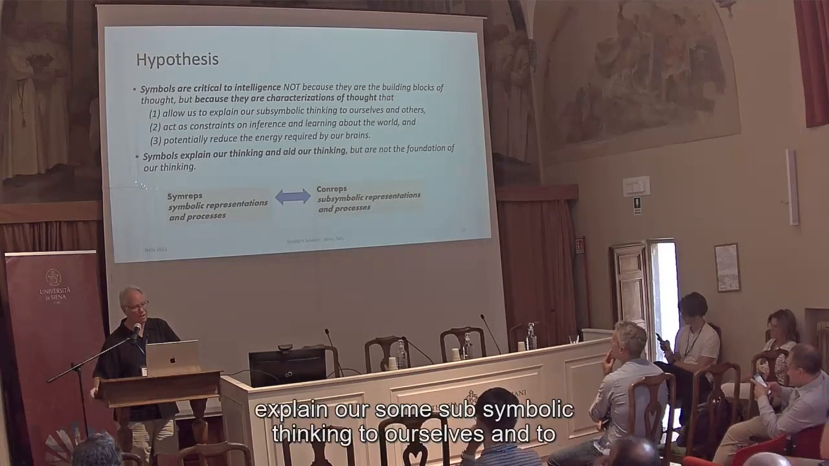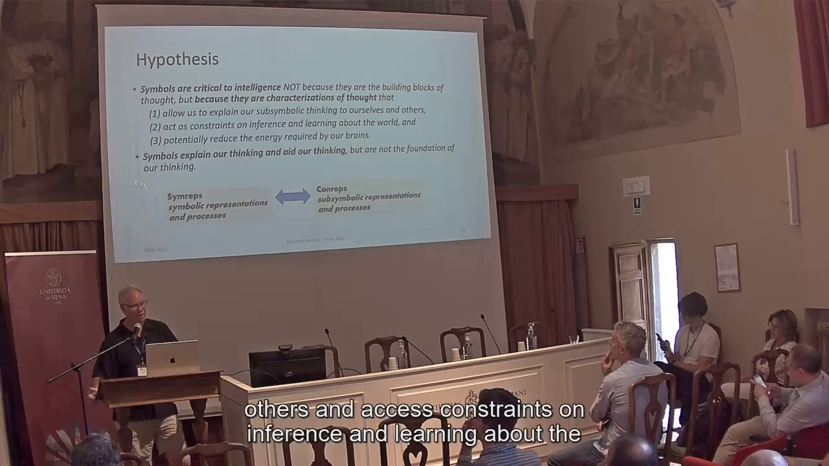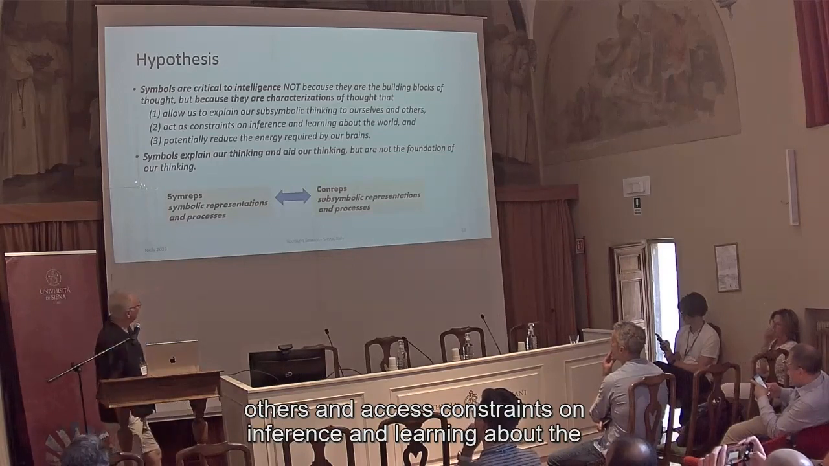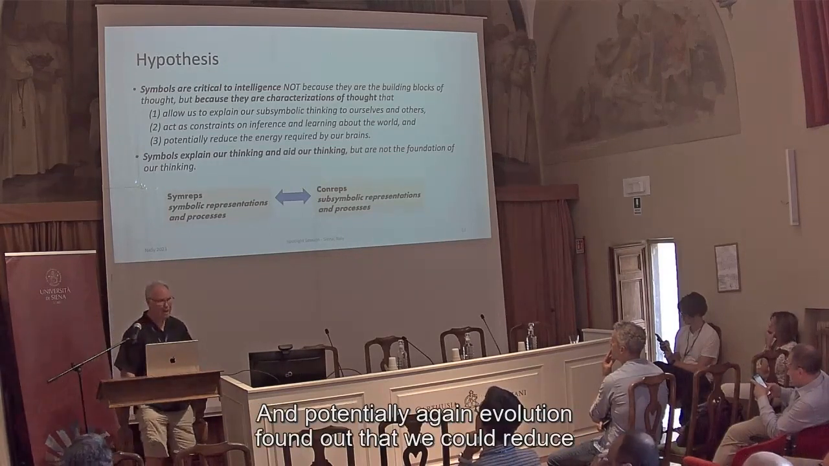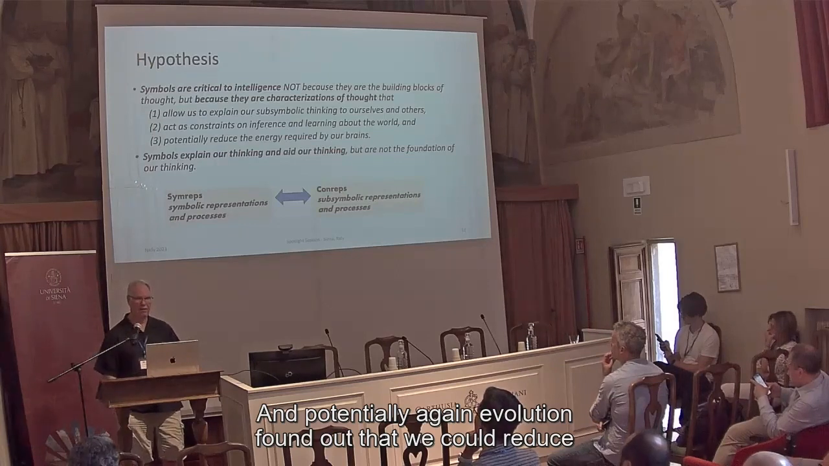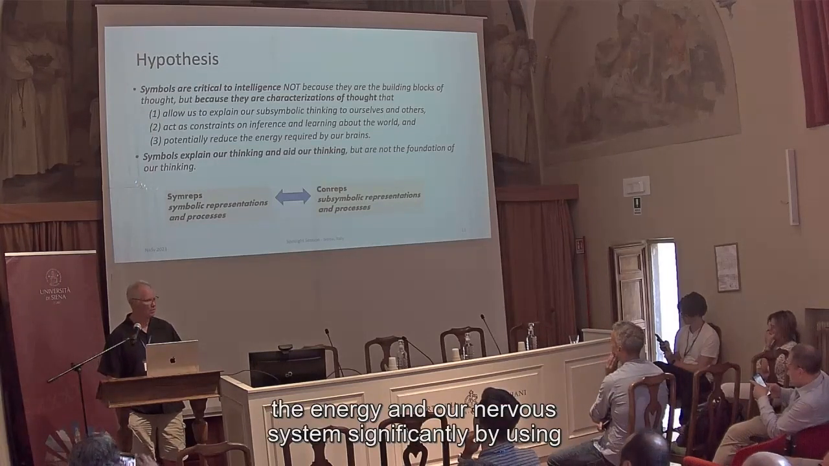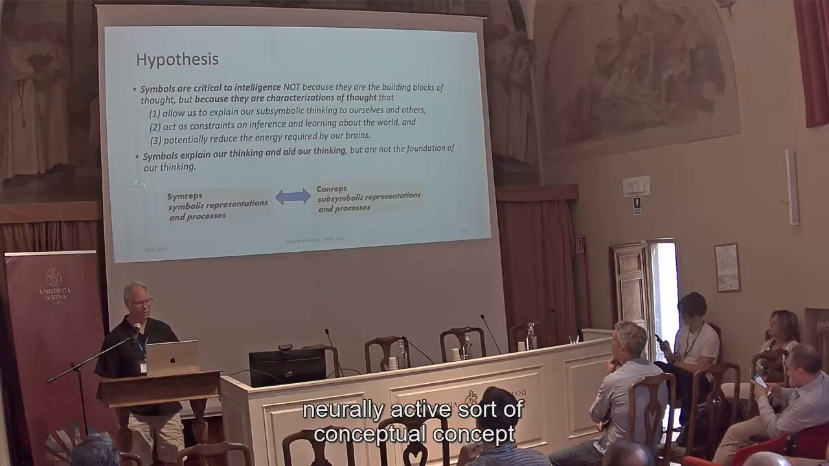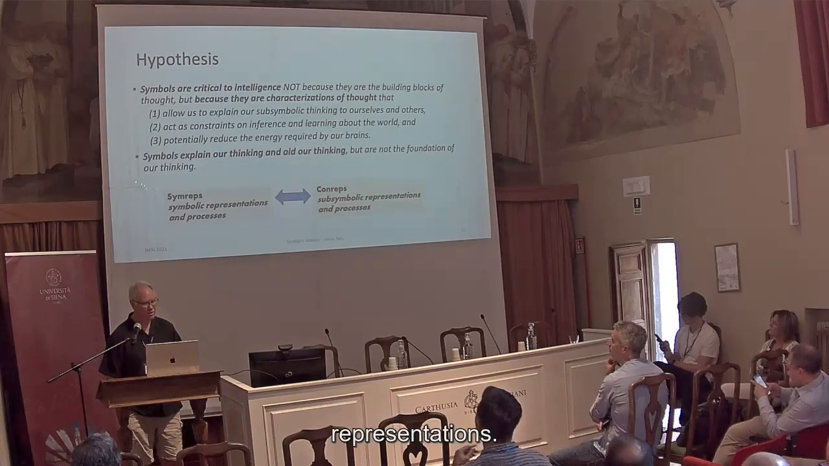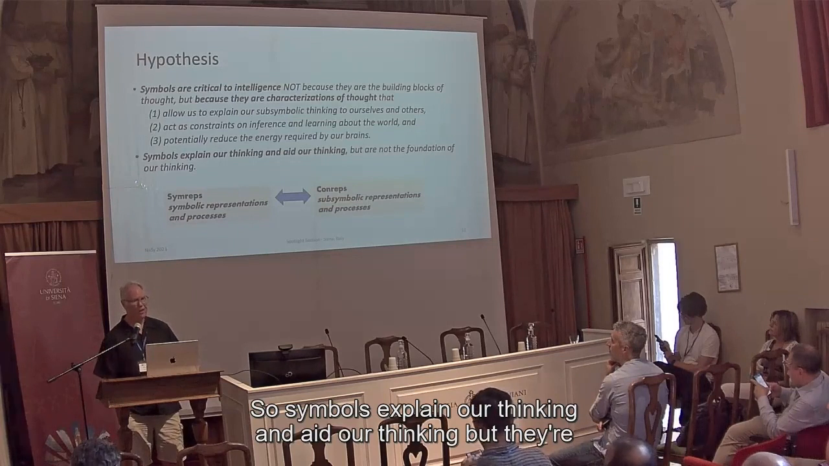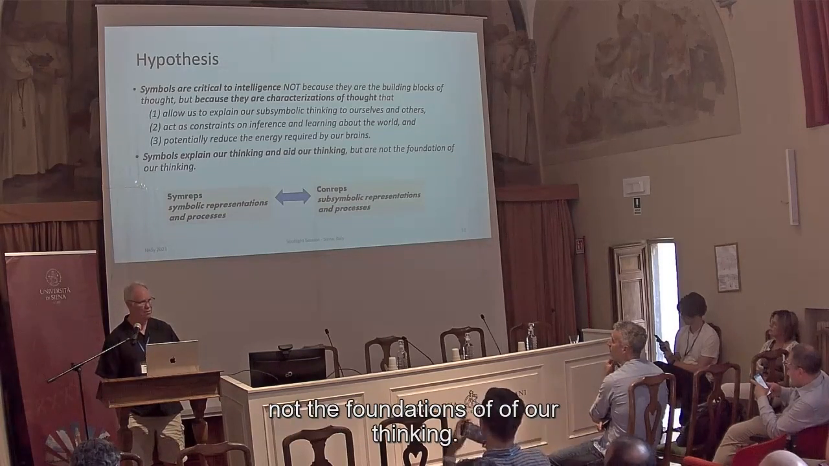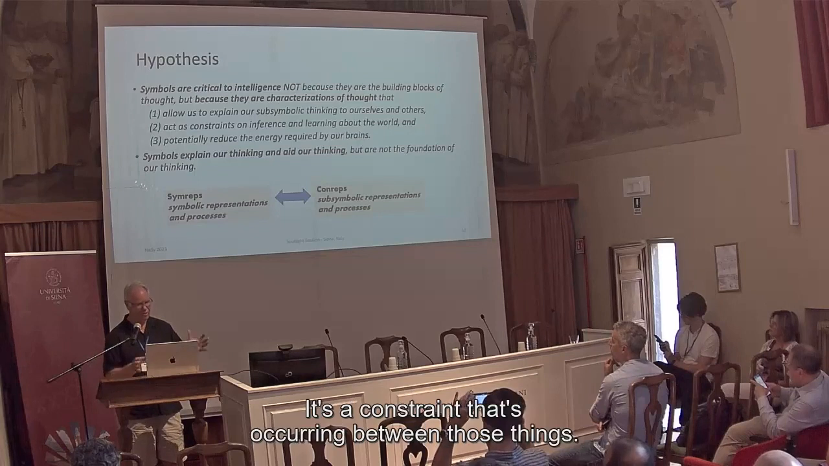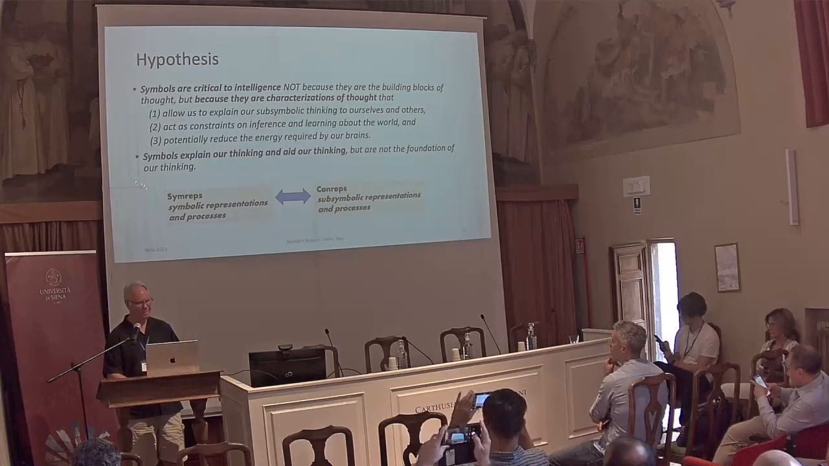It allows us to explain our sub-symbolic thinking to ourselves and to others, and acts as constraints on inference and learning about the world. And potentially, again, evolution found out that we could reduce the energy in our nervous system significantly by using just the identification of much deeper and perhaps much more neurally active conceptual representations. So symbols explain our thinking and aid our thinking, but they're not the foundations of our thinking. It's a constraint that's occurring between those things.